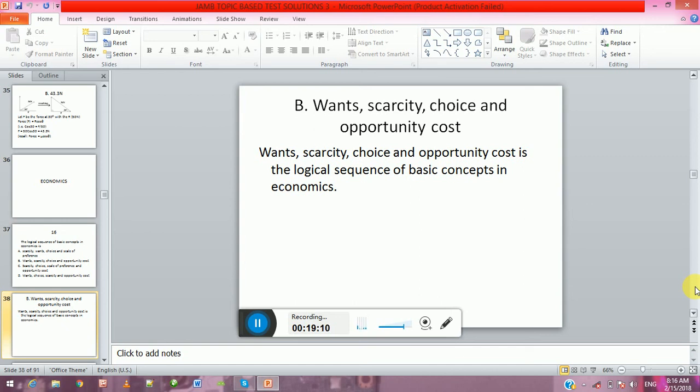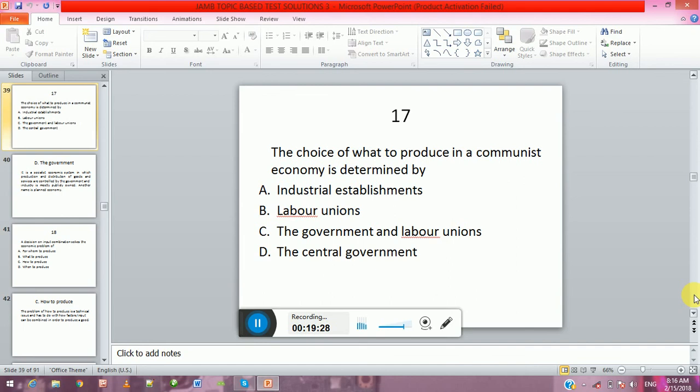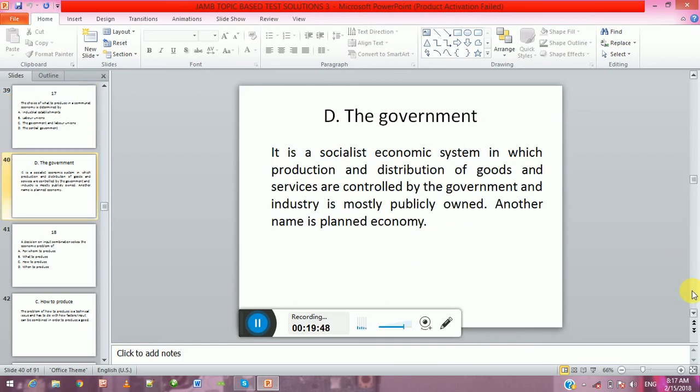That's the logical sequence. If you check our first note in concepts of economics, quickly go to check the links so that you see the other videos, the playlist on economics. You see these sequences already explained there. The choice of what to produce in a communist economy is determined by the government. A communist economy is the economy that is run by the government. So in a situation where the economy is run by the government, the choice of what to produce is also determined by the central government. So D, the government, is the answer.